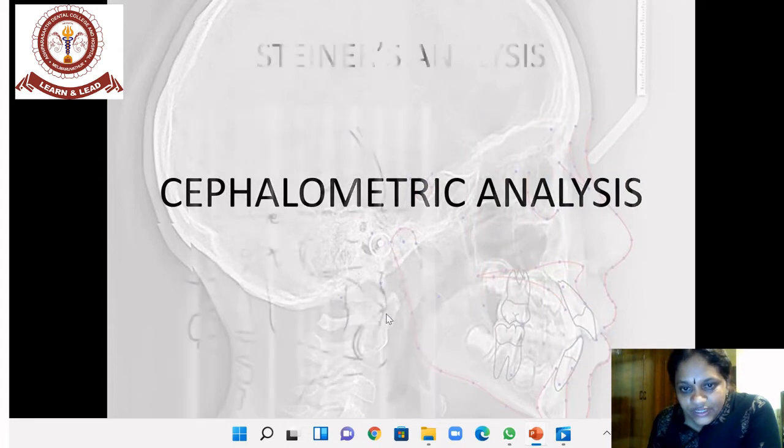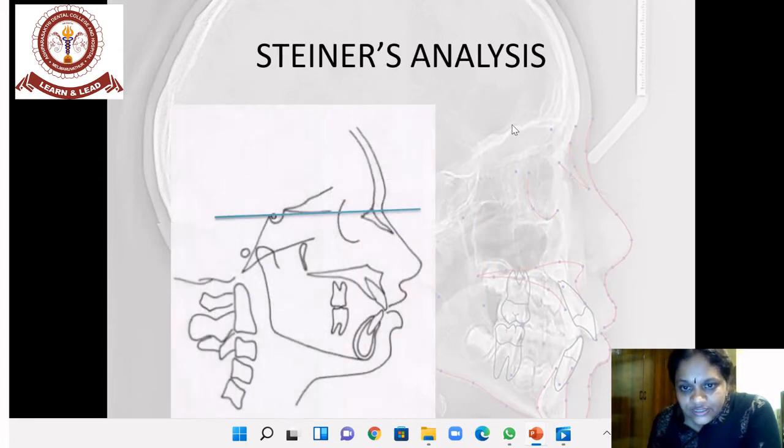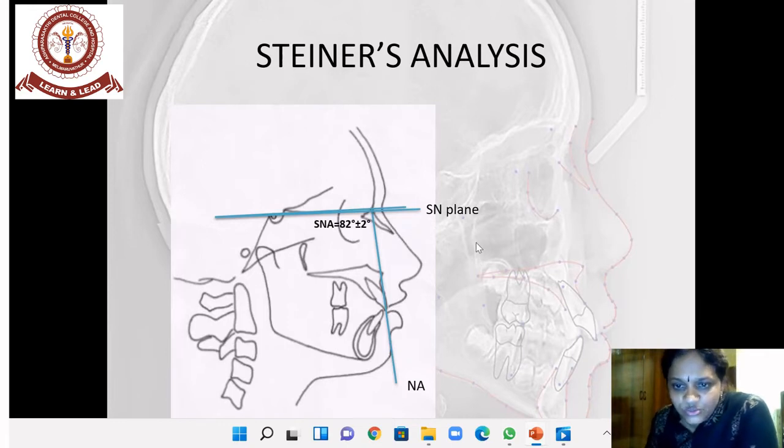Coming to the cephalometric analysis, the first analysis is STEINER'S analysis. The first angle will be your SNA angle. How will you measure this? You draw a line connecting S and N points. This is your SN plane, and then connect your A point and N. This is your SNA. So the SNA angle is the inner angle that you have to measure. Usually it is 82 degrees plus or minus 2 degrees. If you have a prognathic maxilla, this angle is going to increase. If you have a retrognathic maxilla, the angle is going to decrease. So it tells the position of the maxilla in relation to your cranial base.